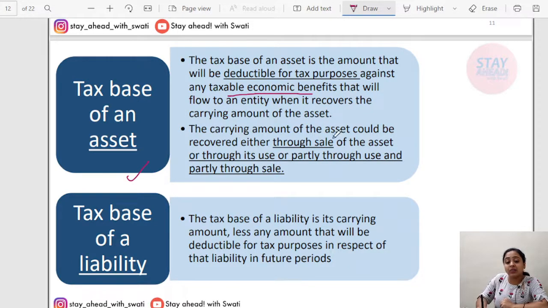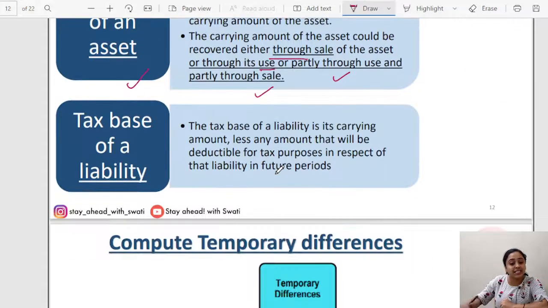The carrying amount of the asset could be recovered either through sale, or through use, or partly through use and partly through sale. The tax base of a liability is the carrying amount less the amount that will be deductible for tax purposes in respect of future periods.